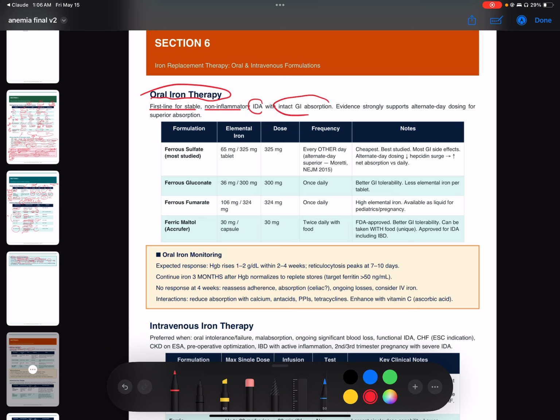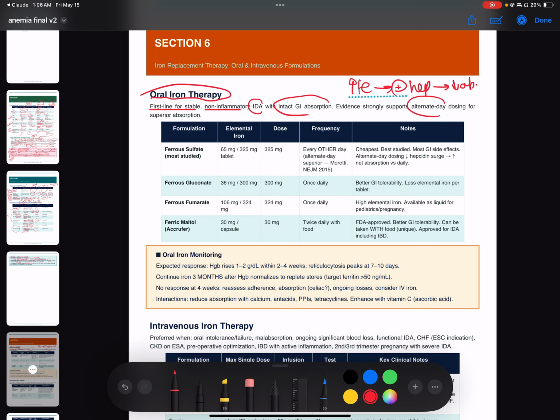And there is some evidence to support that you can give it on alternate days. The reason to give it every other day versus daily is mainly about the hepcidin. If you have an increase in the iron that's reaching the duodenum, that can stimulate the hepcidin, and the hepcidin can decrease the absorption.